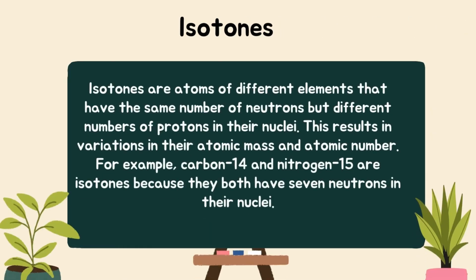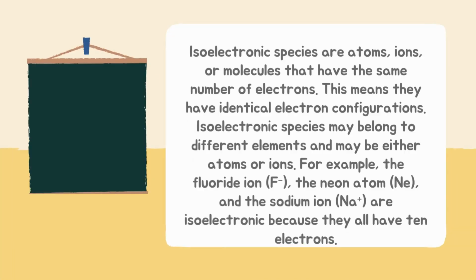Isotones. Isotones are atoms of different elements that have the same number of neutrons but different numbers of protons in their nuclei. This results in variations in their atomic mass and atomic number. For example, carbon-14 and nitrogen-15 are isotones because they both have 7 neutrons in their nuclei.